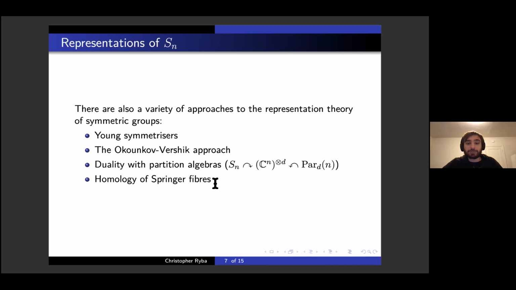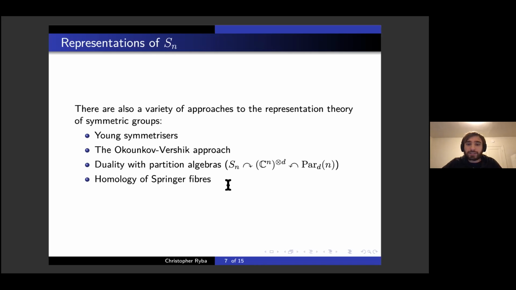And the last one that I mentioned, just for flavor, is you can also realize irreducible representations by a homology of Springer fibers, which is perhaps a more geometric approach, but I won't be saying anything more about that.